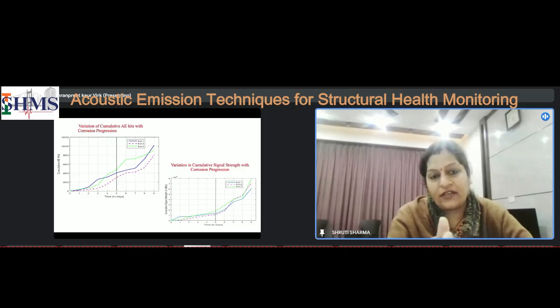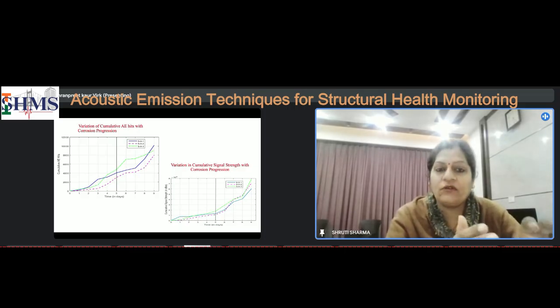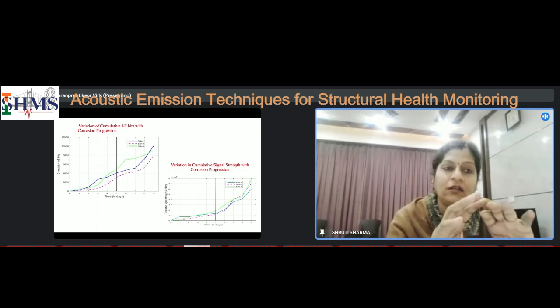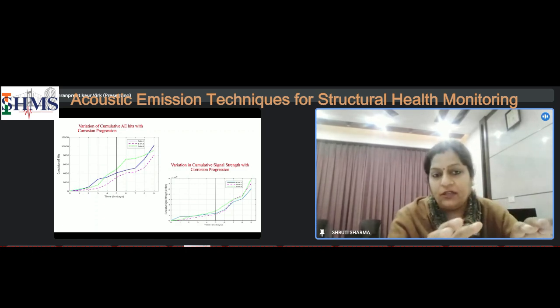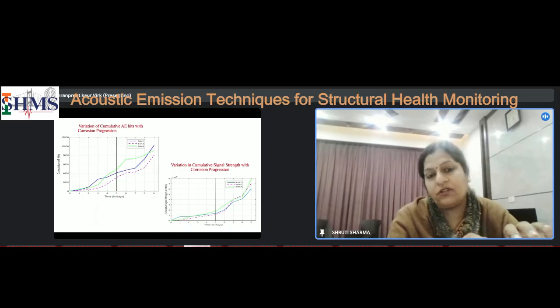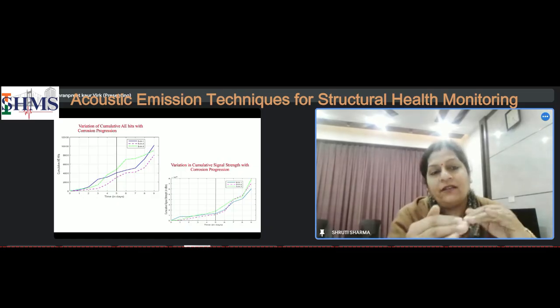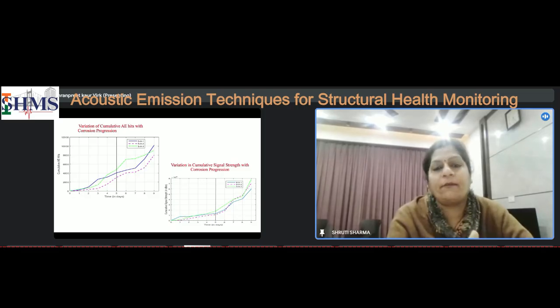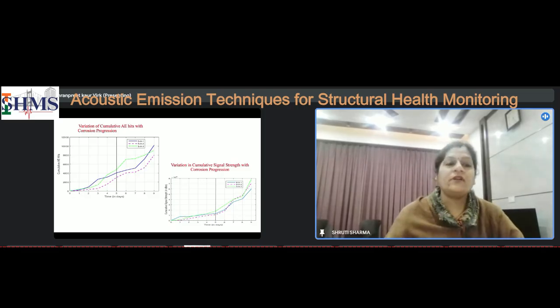It shows a consistent rise. One parameter is AE hits or counts. The other is the area under this curve, the AE signal which is recorded. That is called the cumulative signal strength. That shows a consistent rise from day one. Three lines indicate three different samples, so it was quite a repetitive phenomenon.